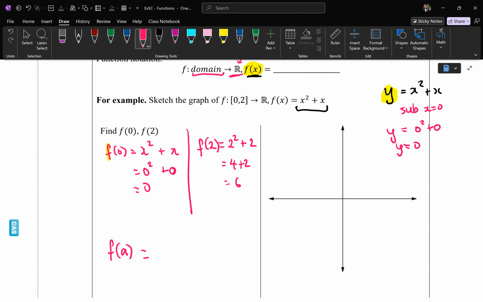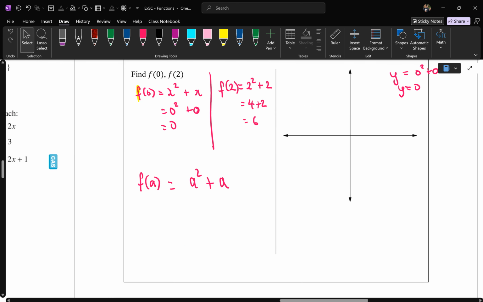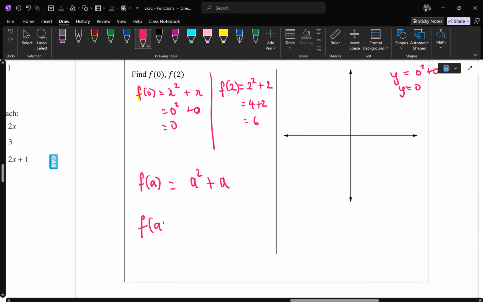But funny enough, I put that in a test. Kids will get this one: 0 squared plus 0, 0. 2 squared plus 2, 6. And then I put an a, and they're like, no idea what to do. You do exactly the same thing. You replaced all the x's with the numbers, so why can't you replace the x with an a? That's it. Whatever's in that bracket, you replace the x with that. So I can do this one now. Let's test your understanding a bit further. What if I did f of a plus 1? What's that equal to?